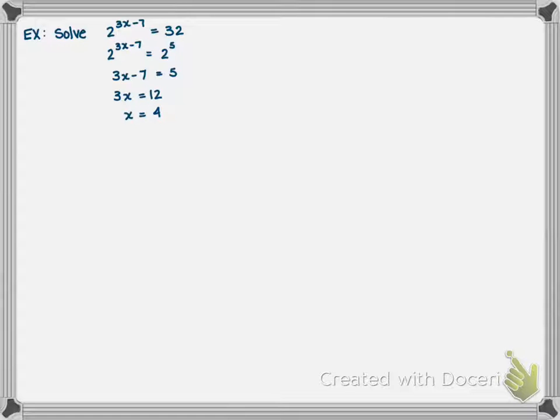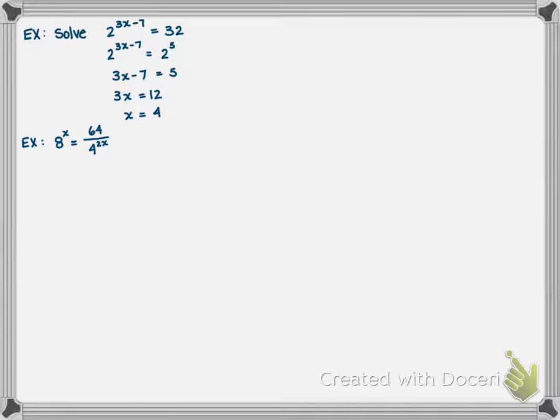Okay, that makes sense? Okay, let's do some more. How about 8 to the x equals 64 divided by 4 to the 2x.